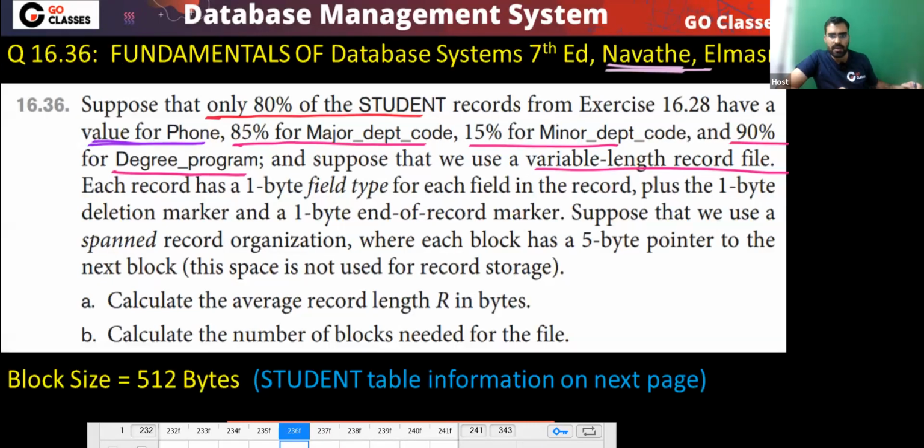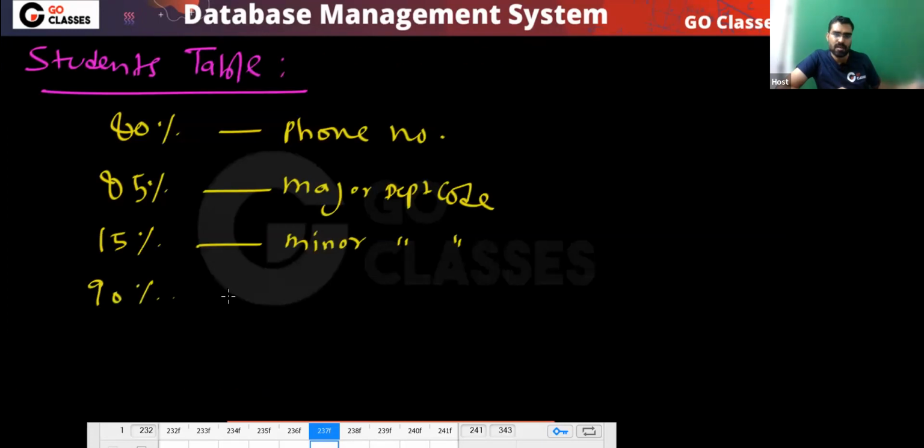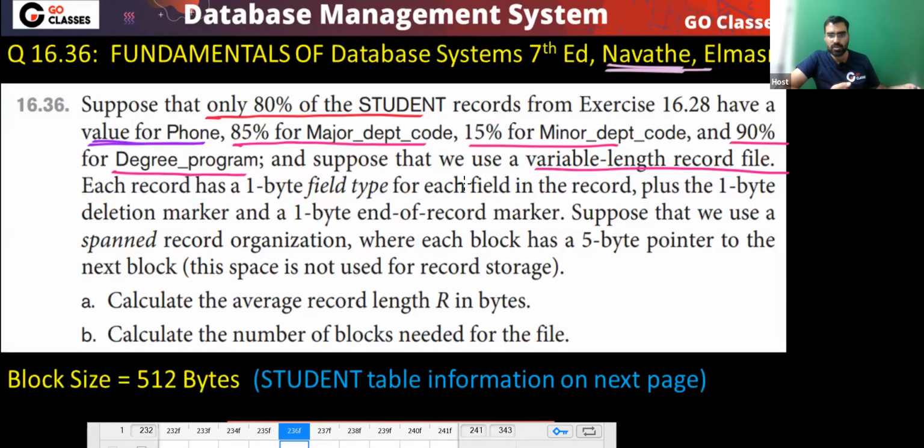What else? 90% have degree. 90% are doing degree. So the remaining, what are they doing? The remaining are null, again, maybe freelancer, maybe diploma, whatever. So you can notice they have the degree program. The remaining are null. Okay, next.